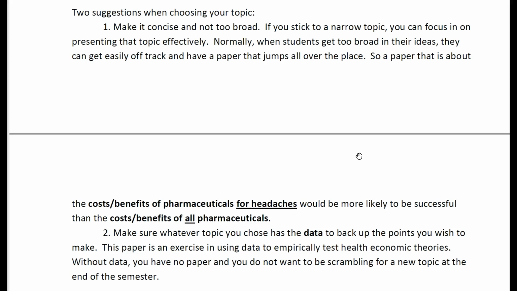A couple of tips. First is to make your hypothesis concise and not too broad. If you're looking at the effects of prescription medication in general, there are going to be a lot of things you have to pull in. If you try to talk about too much, you're not going to talk about anything very well. Instead, you might want to talk about prescription medications on a specific group or a specific type of medication. There's an example on here that discusses that.